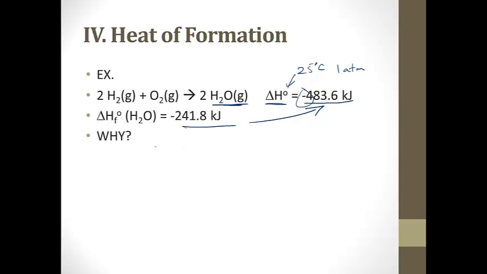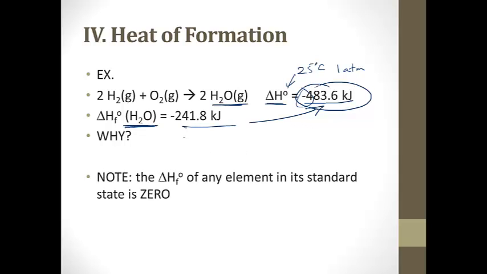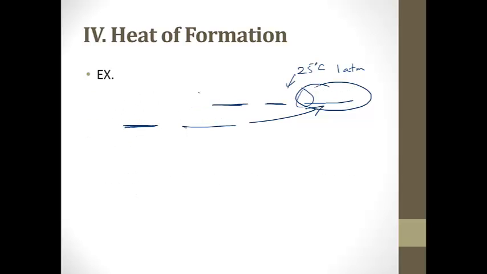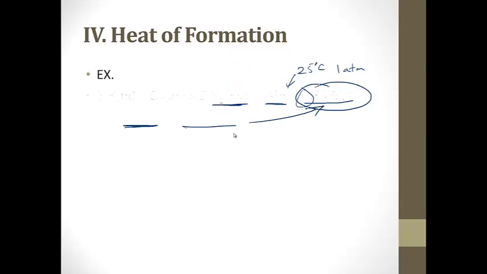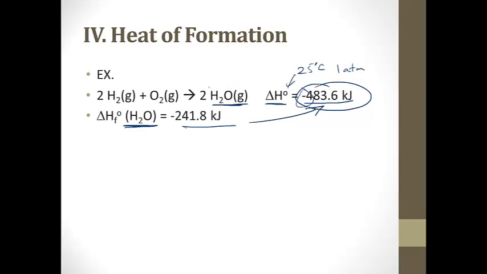So why is the heat of formation of water negative 241.8 and not negative 483.6 kilojoules? Simple reason. Let's go back and look at the definition. Molar heat of formation: we have to make 1 mole. Here in this reaction, we're making 2 moles. So the heat of reaction, the delta H for this, is not the heat of formation.